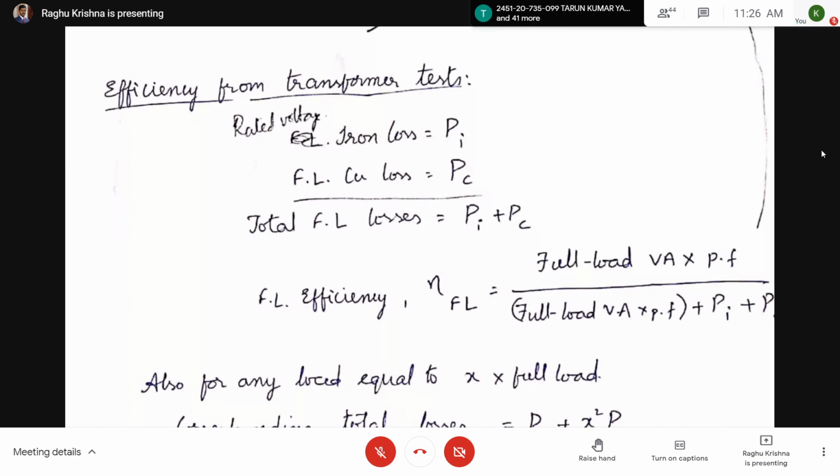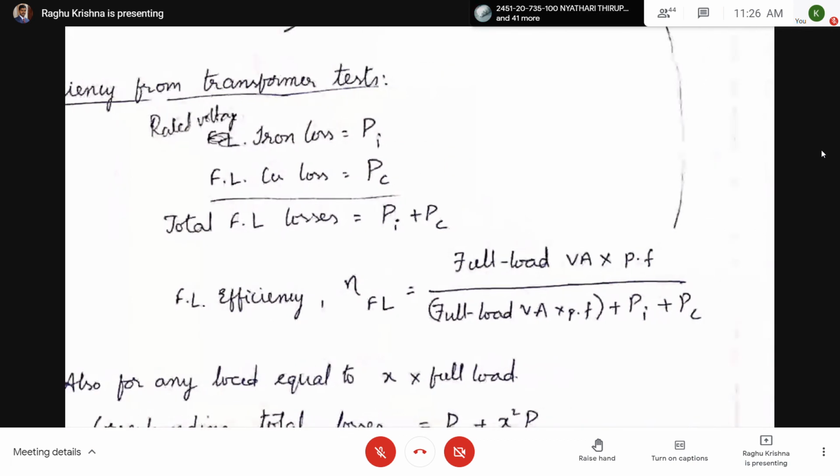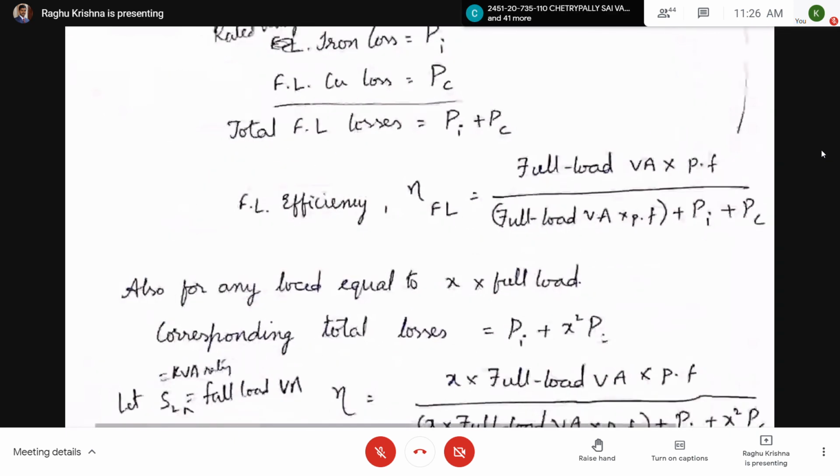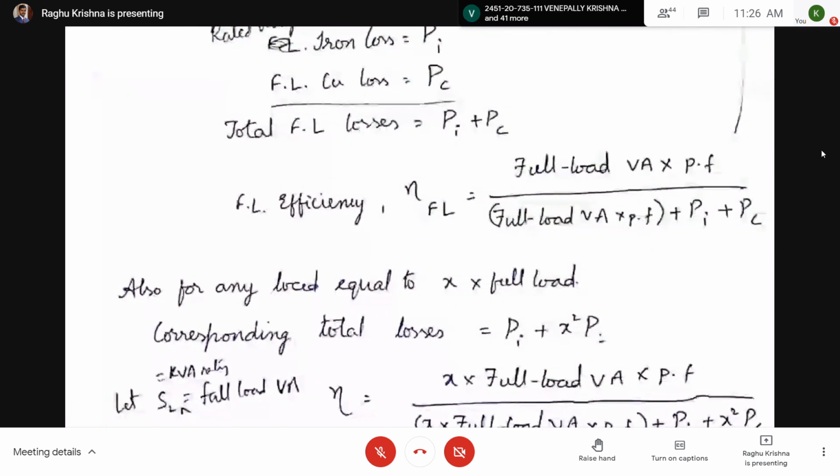So from this, full load efficiency equals full load VA into power factor. Voltage into current gives VA, so V I cos phi, that means VA into power factor, is the output power, divided by output power plus Pi plus Pc. Now this is with the full load copper losses.